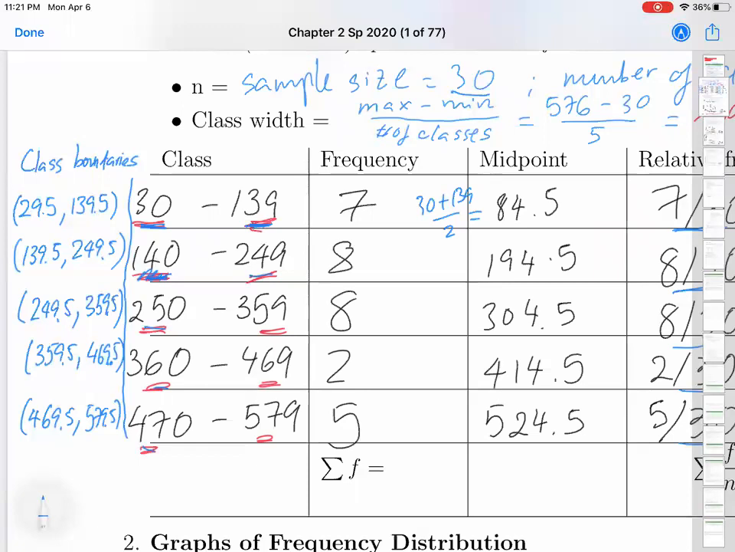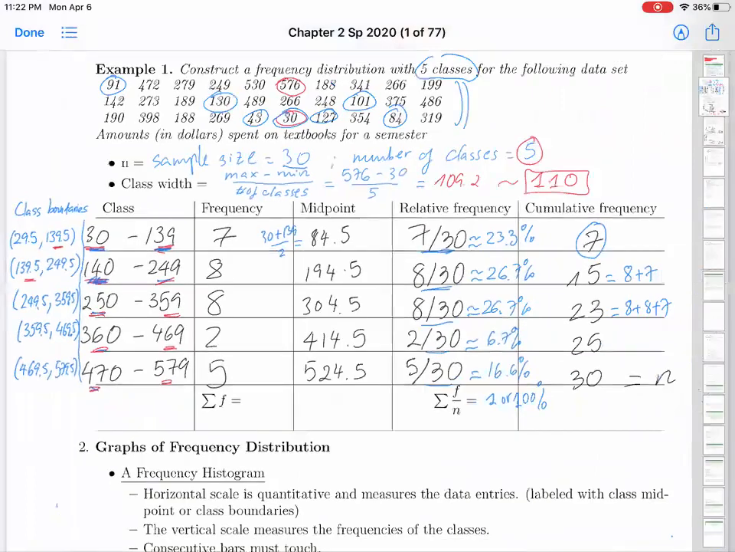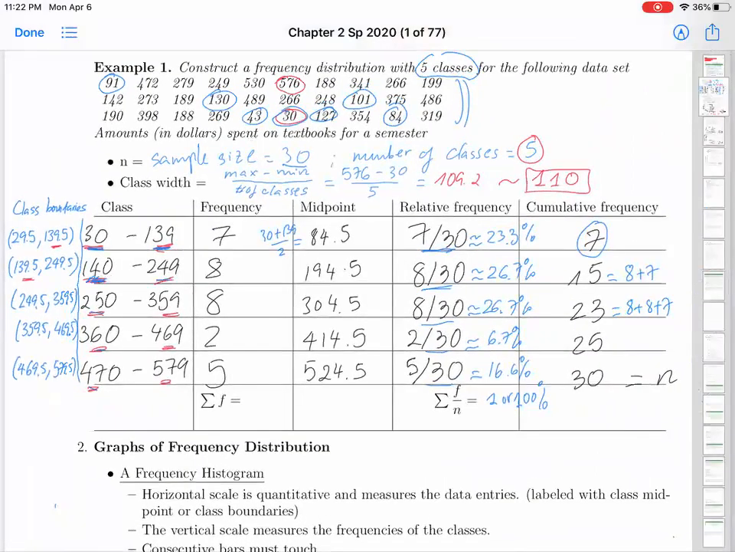And you can see that even though the upper boundary of the first class and the lower boundary of the second class are the same, this is totally fine because 139.5 does not make any gap in between the first and the second classes. When you calculate the frequencies of each class, the class boundaries will not make any differences. All right, this is the frequency distribution for this data set with 5 classes.